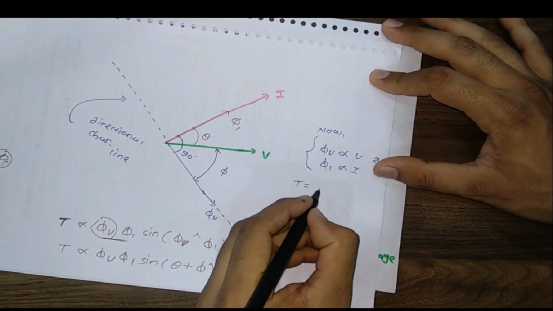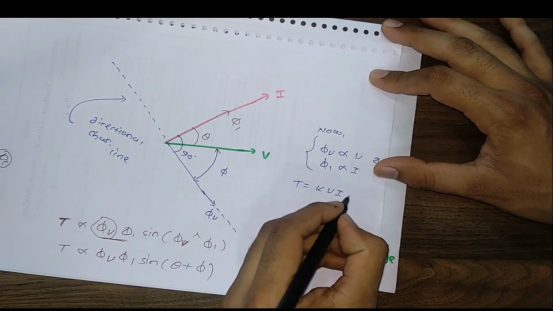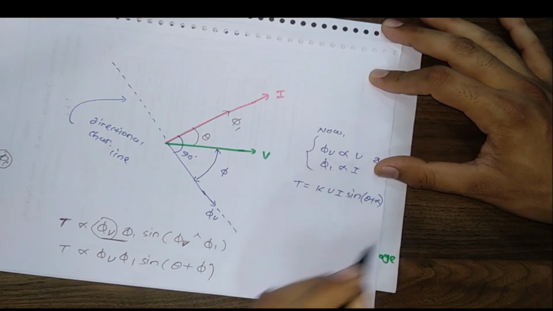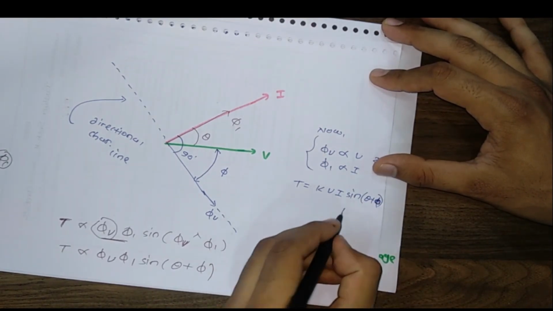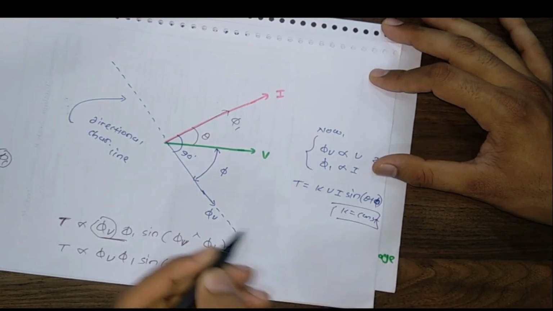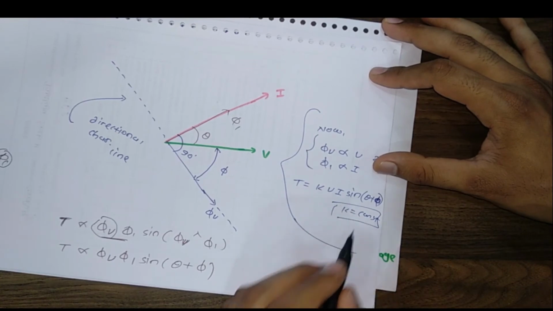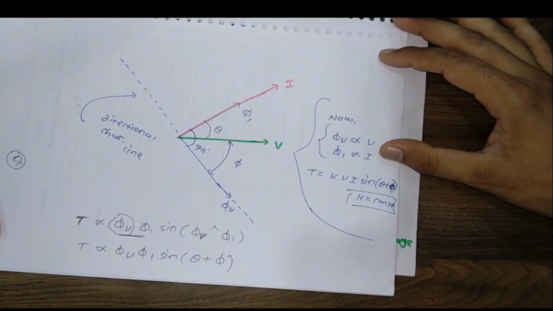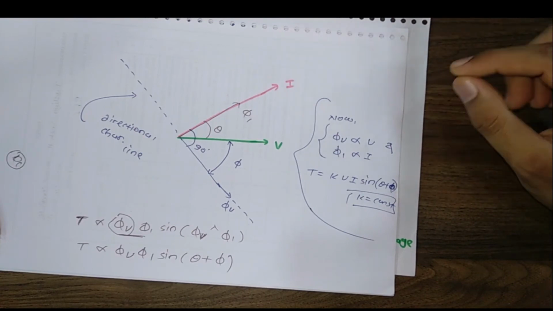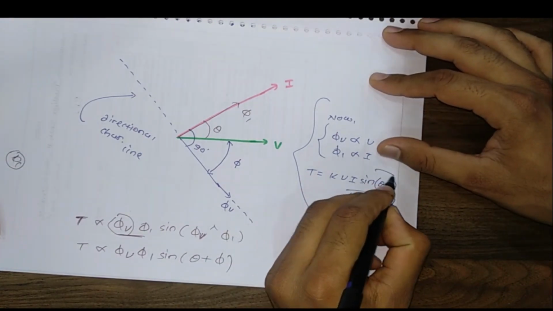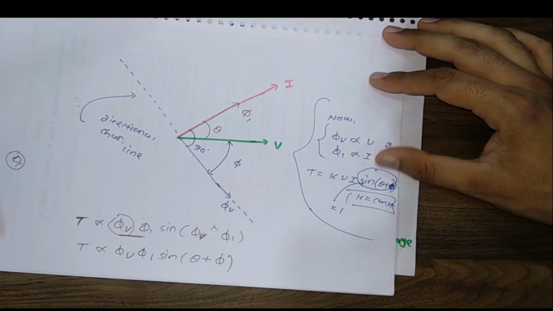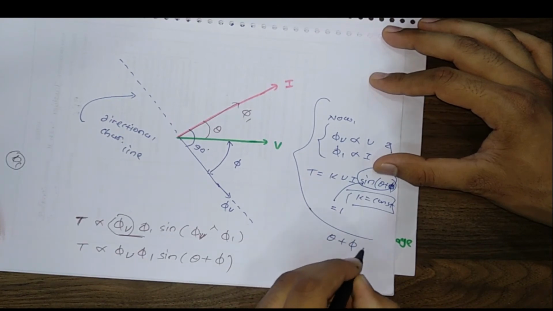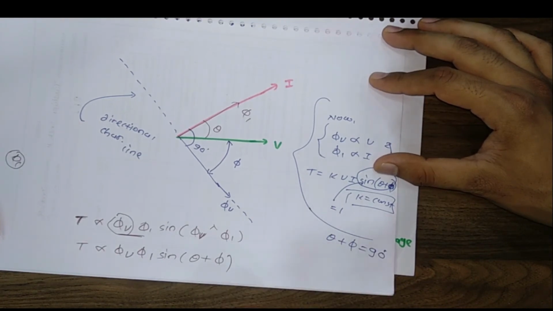So I can write torque is equal to constant K V I sine of theta plus phi, where K is the constant. The maximum torque occurs when sine of theta plus phi is 1. So if this portion is equal to 1, then maximum torque occurs, so theta plus phi is equal to 90 degrees, and then you will get 1.